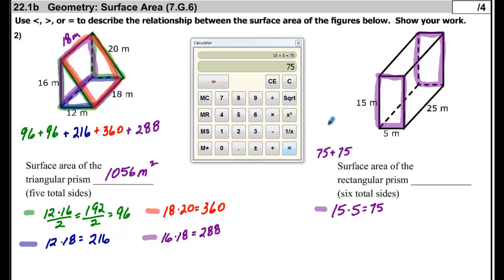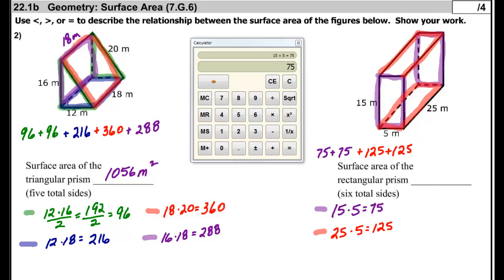Our next piece, let's do the top. So the top is the same as the bottom. And we can see the bottom is 5 by 25, so the top's also 5 by 25. So we're going to have 25 times 5, that's 125. 125 and another 125.